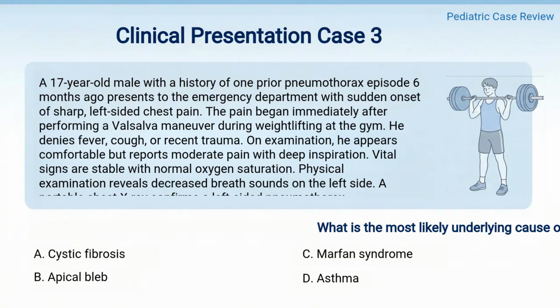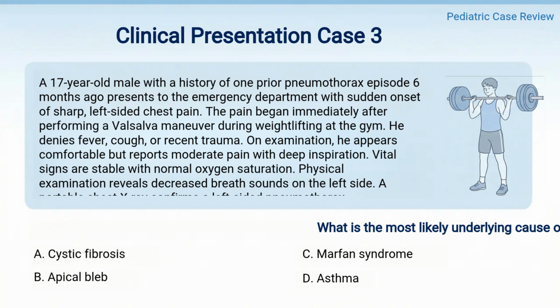Case 3. A 17-year-old male with a history of one prior pneumothorax episode 6 months ago presents to the emergency department with sudden onset of sharp, left-sided chest pain. The pain began immediately after performing a Valsalva maneuver during weightlifting at the gym. He denies fever, cough, or recent trauma. On examination, he appears comfortable but reports moderate pain with deep inspiration. Vital signs are stable with normal oxygen saturation. Physical examination reveals decreased breath sounds on the left side. A portable chest X-ray confirms a left-sided pneumothorax.